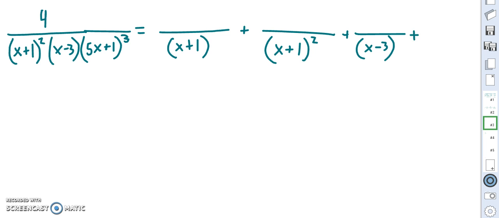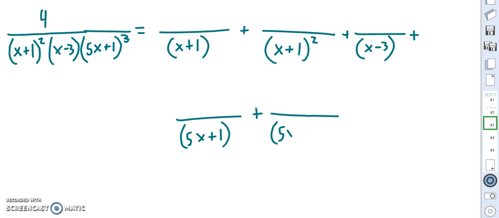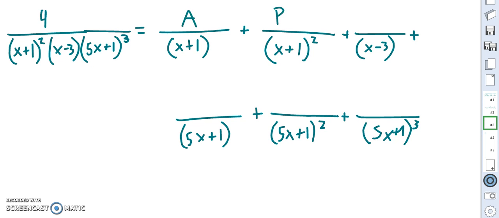So it's going to show up, I'll write it down here, once in its normal term, once it's going to show up squared, once it's going to show up cubed. Now what goes on top is still just a, b, c, all these different numbers.